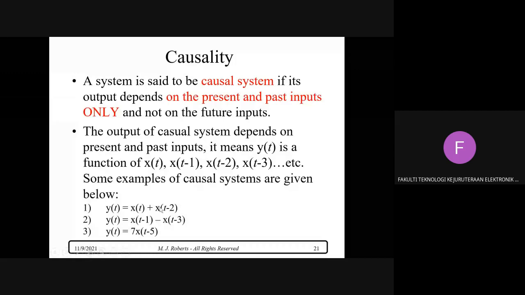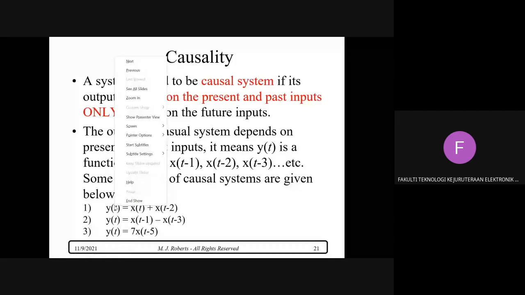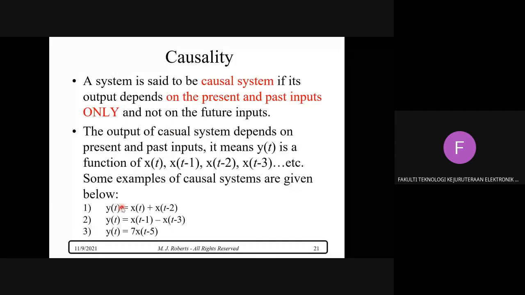You need to determine whether the system is causal or not, so look at the time. For the first one, the output at time t equals the input at time t and the input in the past, t minus 2. So it depends on the present input and past input. So this is causal.